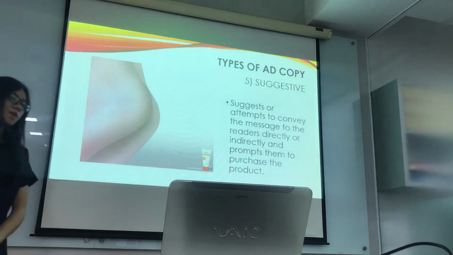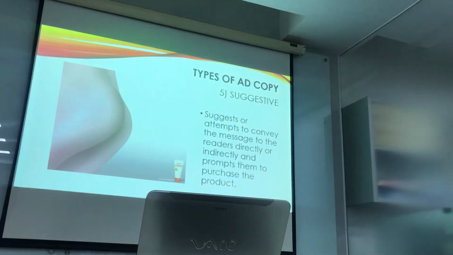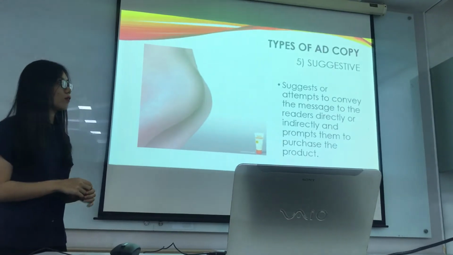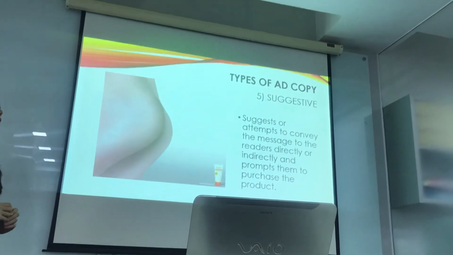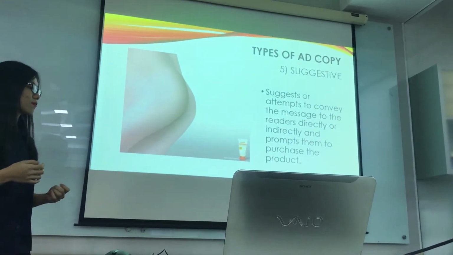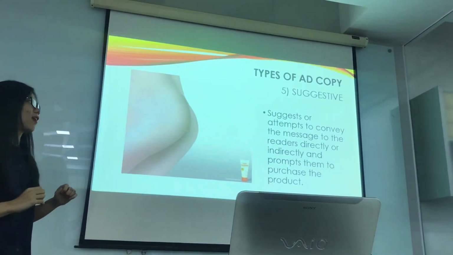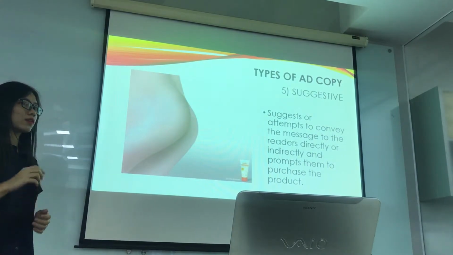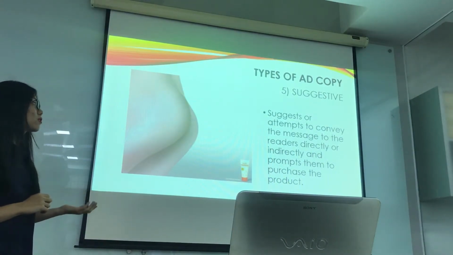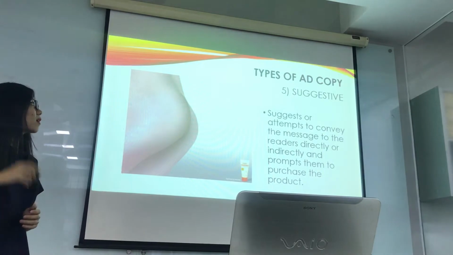And suggestive ad copy attempts to convey the message to the readers directly or indirectly and prompts them to purchase the product. Suggestive advertising nowadays is usually related to sexy ad copy. This kind of ad copy has a strong impression on the customer because it's related to sex and it's very effective for adults. But you must be careful when you use this type of ad copy because it's not suitable for products for kids, and it may be very sensitive.